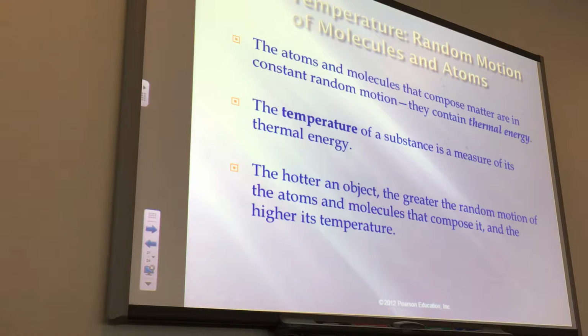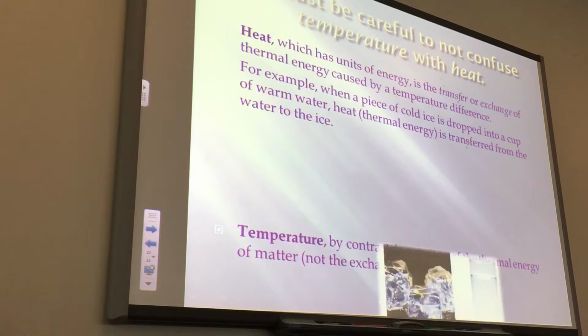You got high thermal energy. Then at 0 degrees Celsius, the molecules are moving a little bit slower, so you have lower thermal energy. And then we measure that thermal energy in degrees Celsius, Fahrenheit, and Kelvin. So we use those three interchangeable units.